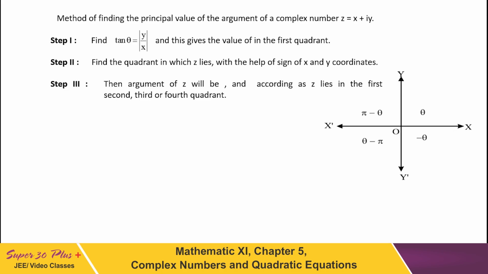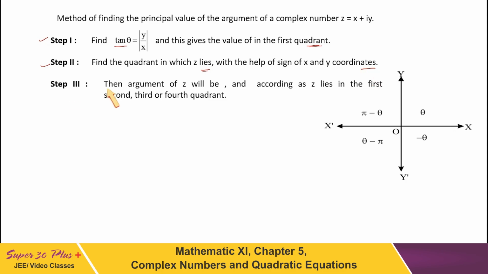Here we are going to study the basic steps. Step number 1, we have to find tan theta, which is equal to |y/x|, and this gives the value of theta in first quadrant, because y and x both are positive. Step 2, find the quadrant in which z lies. Means you have to find the quadrant with the help of sign of x and y coordinates.